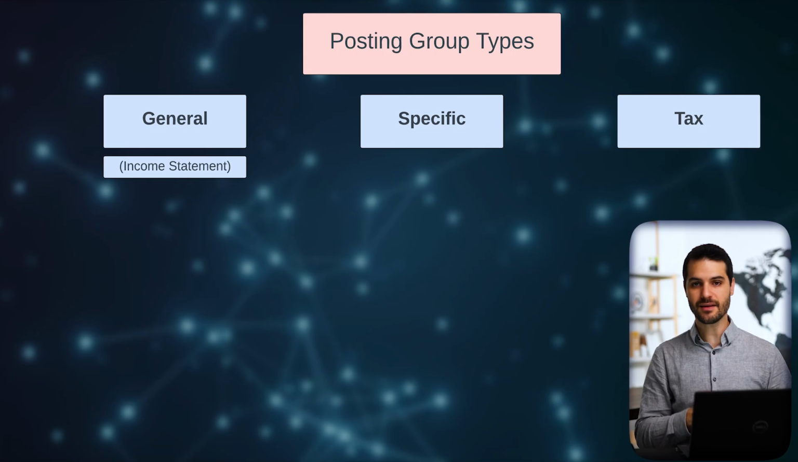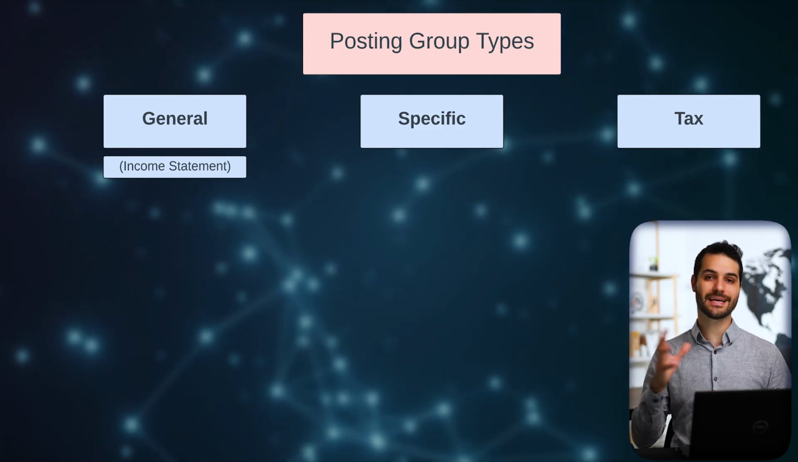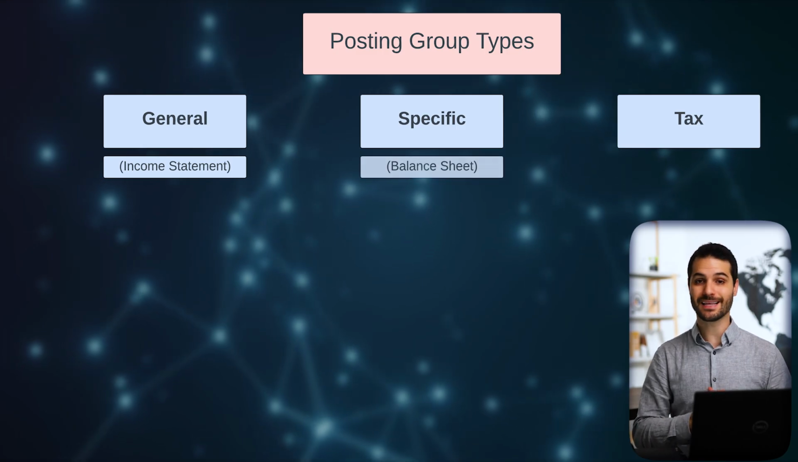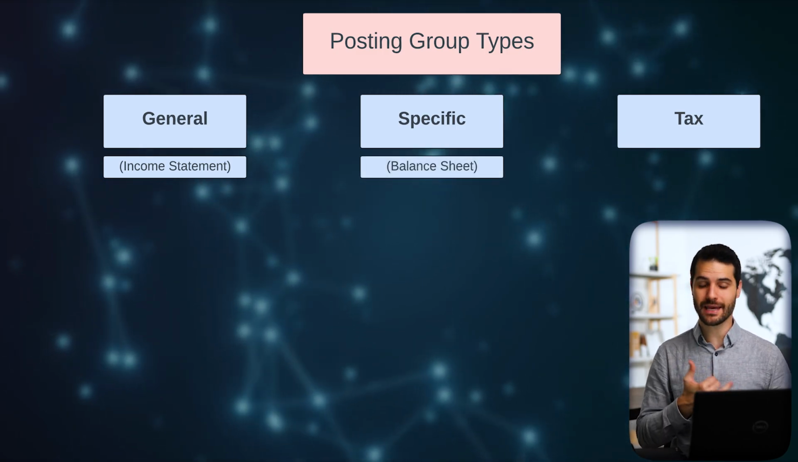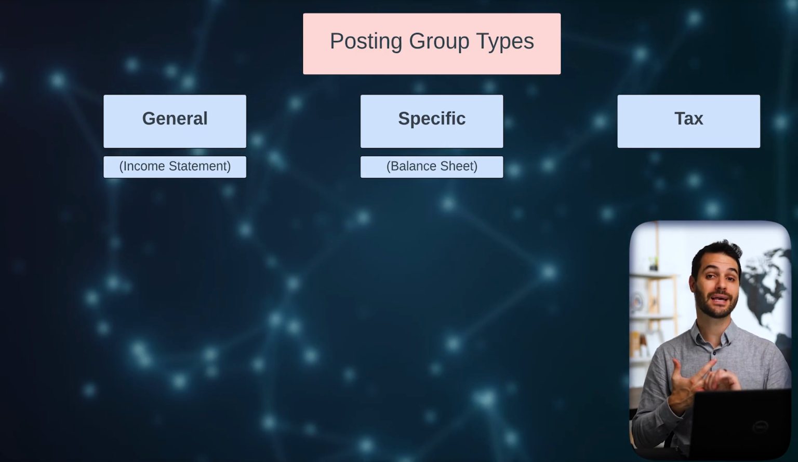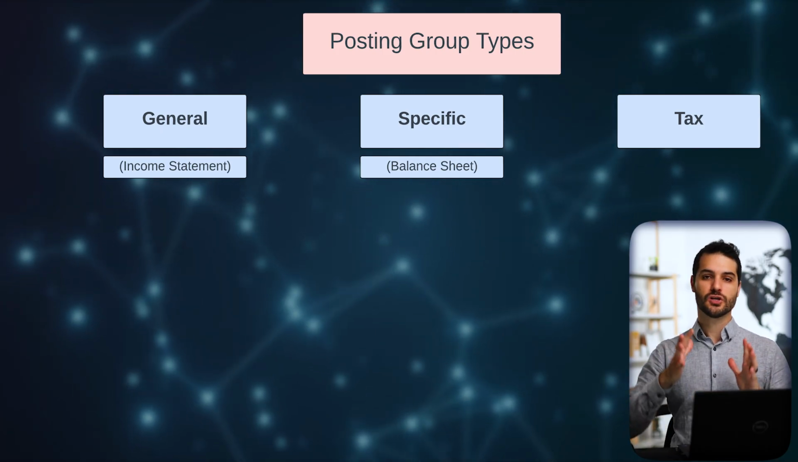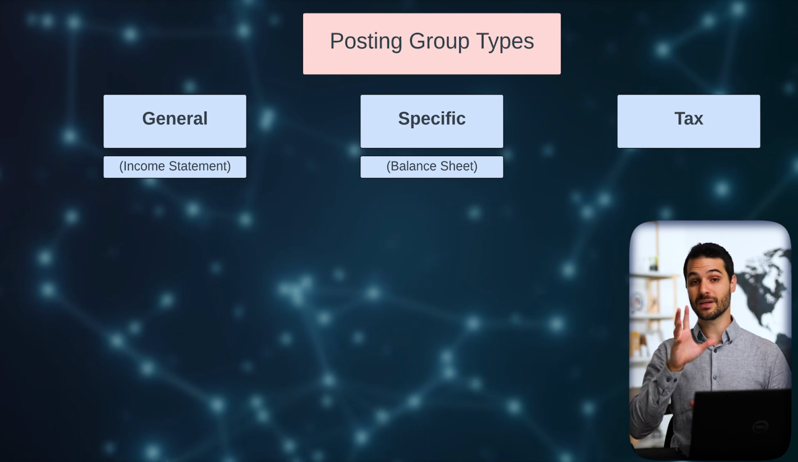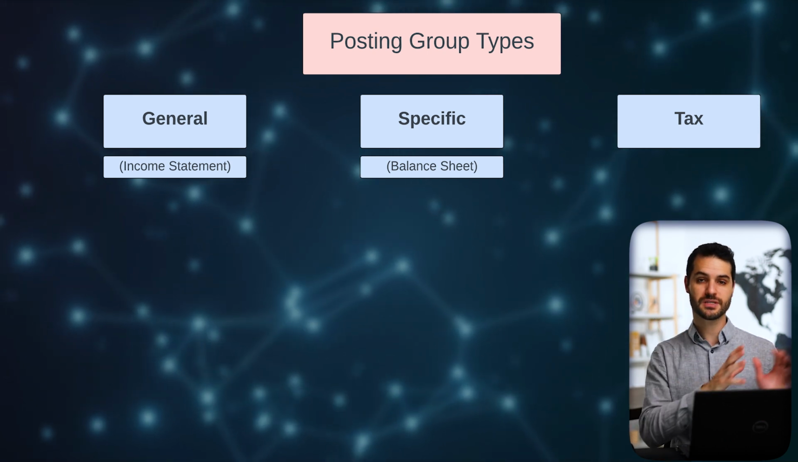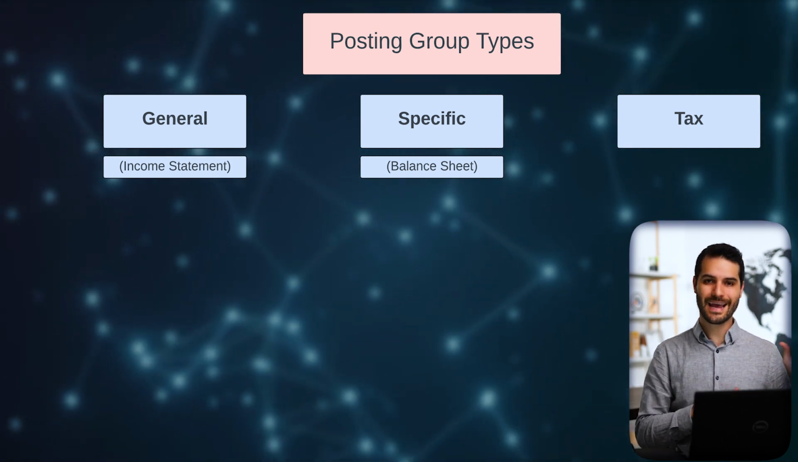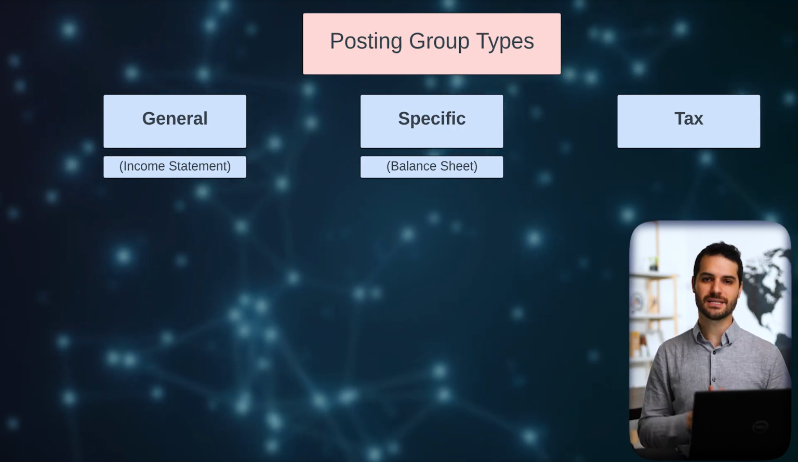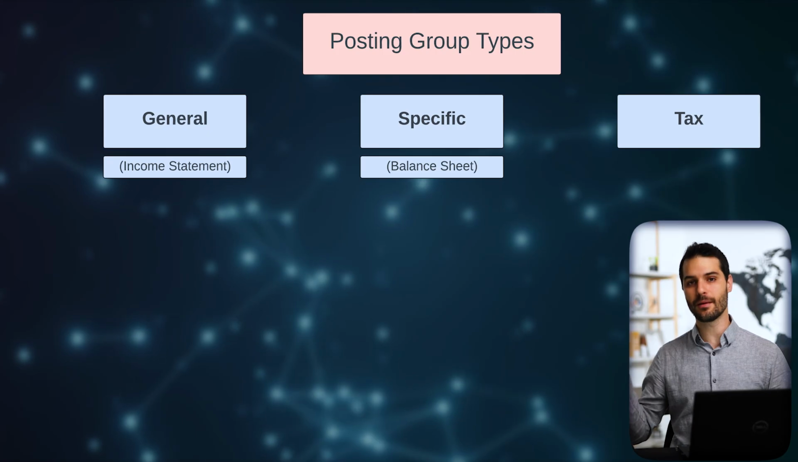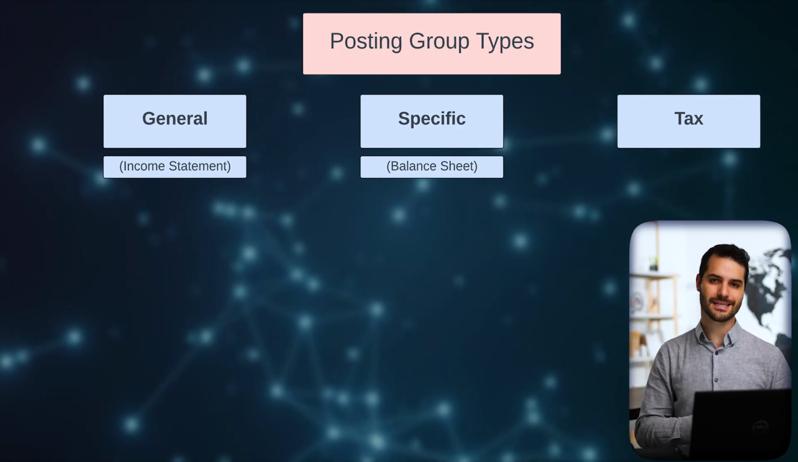Okay, then you get to specific, and that's going to be relevant to the accounts that you would find in the chart of accounts related to the balance sheet. So that would be things like asset accounts. That might be an inventory account or accounts receivable. It could also be accounts payable, etc. So things that you would generally see on a balance sheet, those are the kind of things you're going to be dealing with in relation to specific posting groups as opposed to general posting groups for income statement type accounts. And tax is pretty self-explanatory, where any tax related transactions, that's going to be going into that posting group. And it does split off from there. I'll get to that in a second.